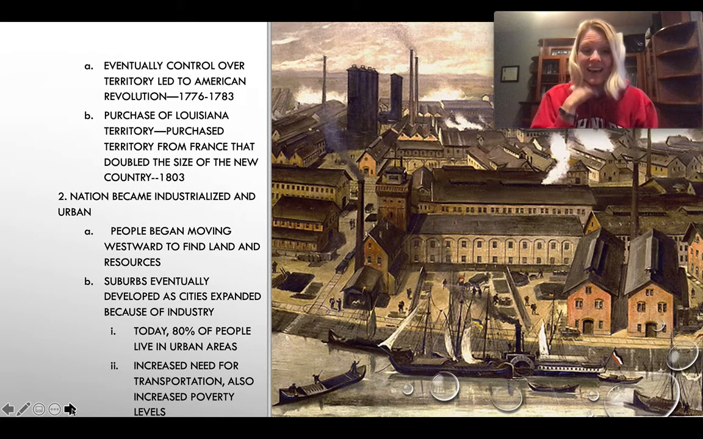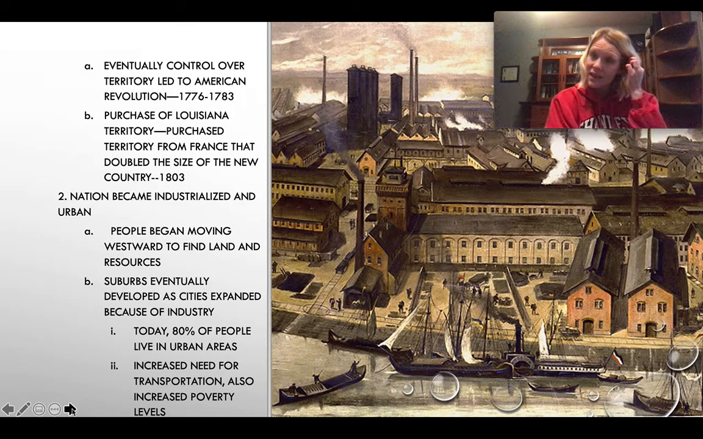Today, 80% of people live in urban areas. 80%. We've got 330 million people or something like that, and 80% of those people, that's a lot of people living in the cities. That means you have to have good infrastructure, you have to have good road systems, you have to have good power grids, so people can live and have like a quality of life.